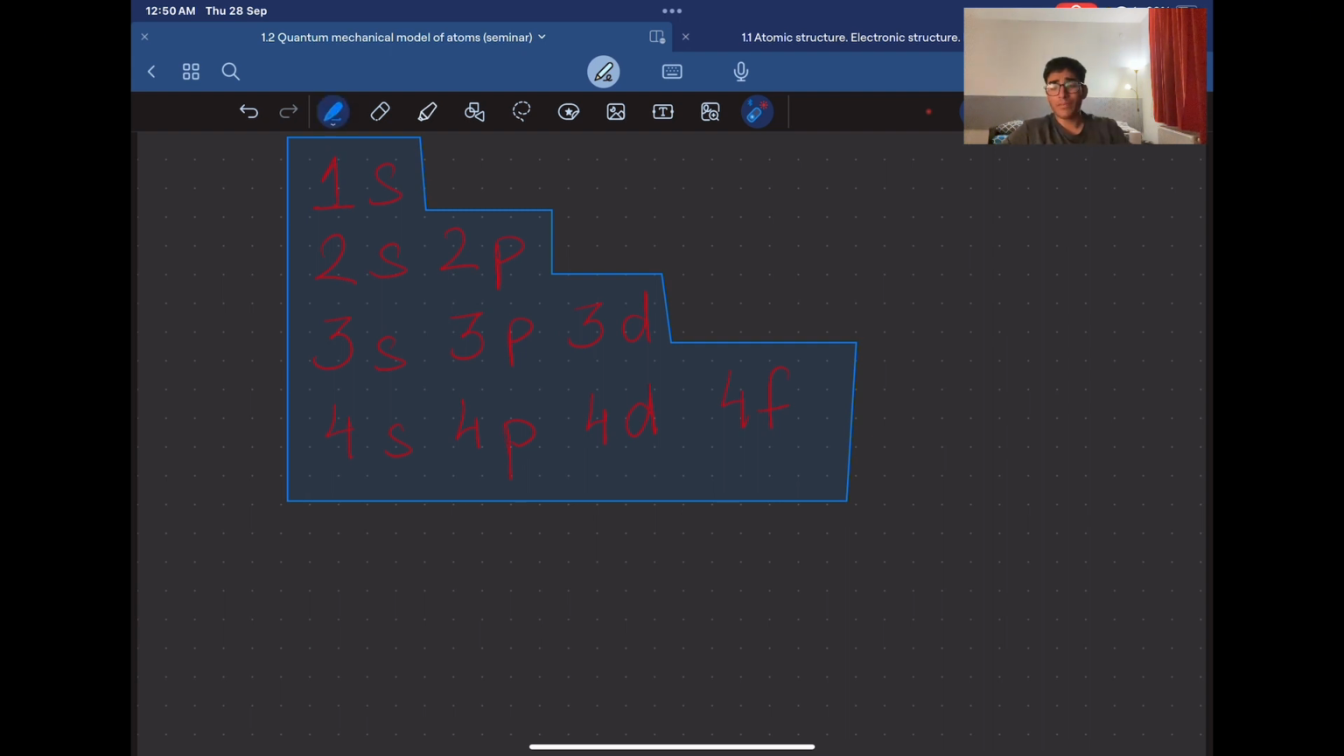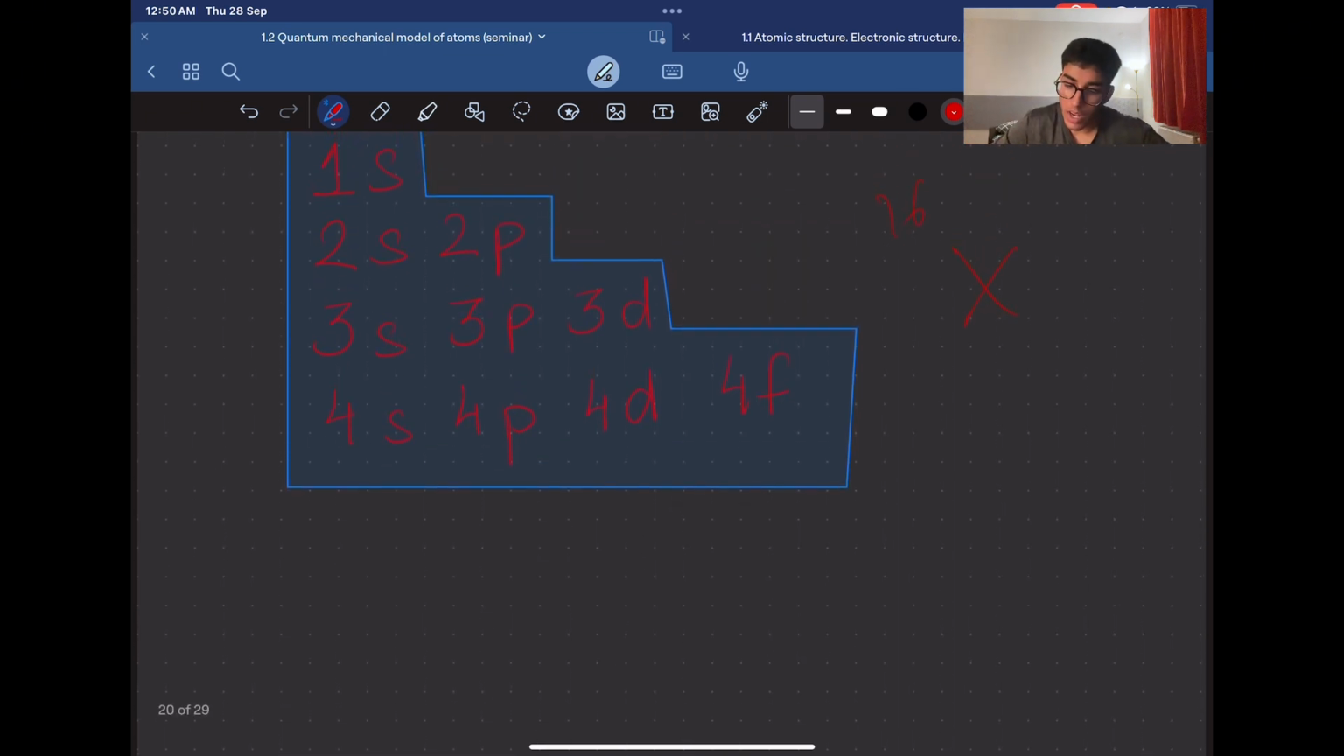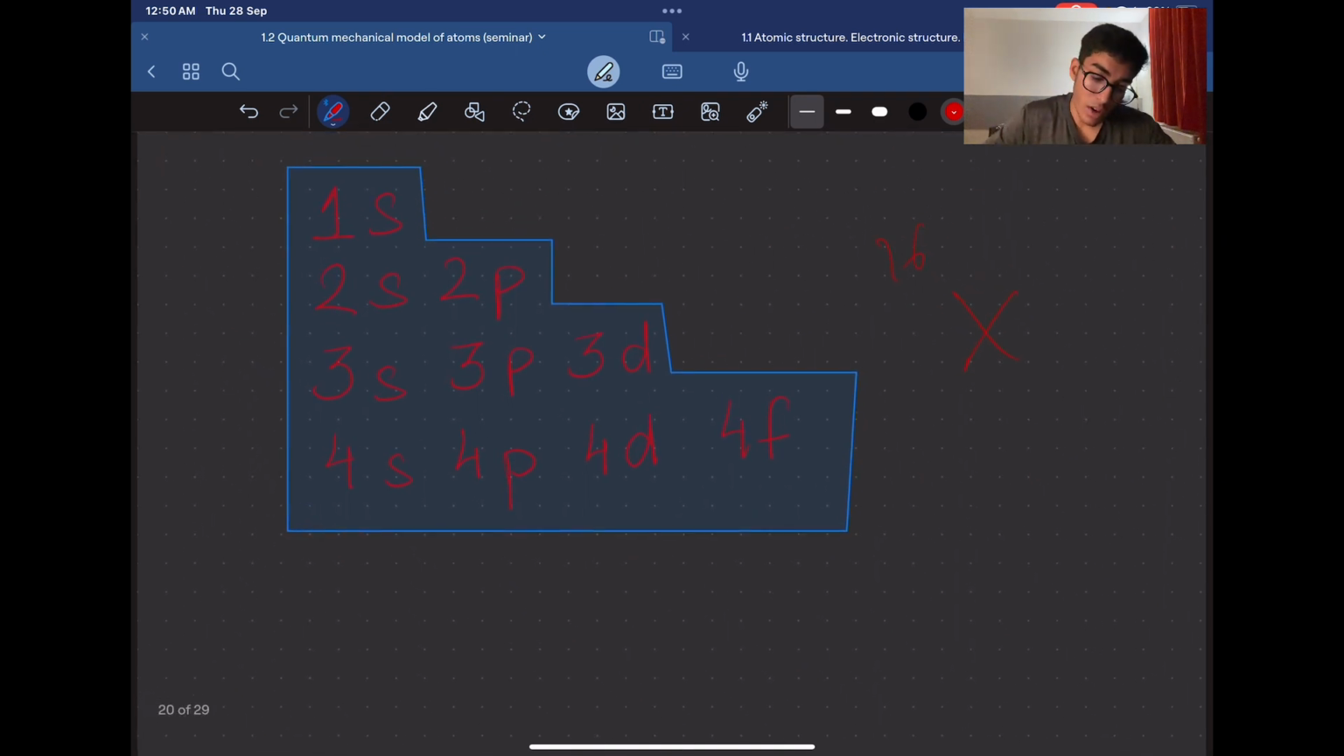Let's take an atom X with the atomic number 16. I don't know, let's take 16. That means the number of electrons is also 16. Now let's start filling this out.